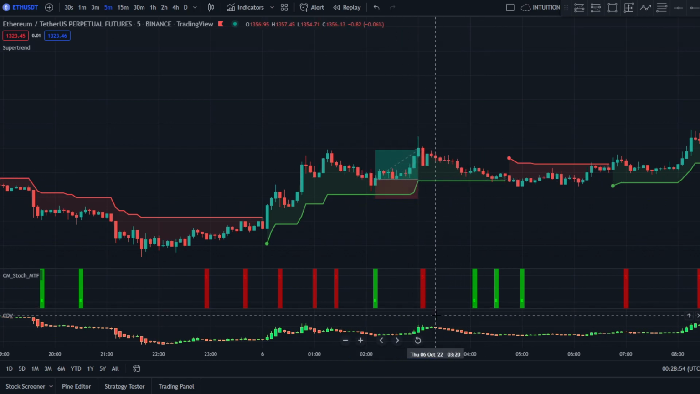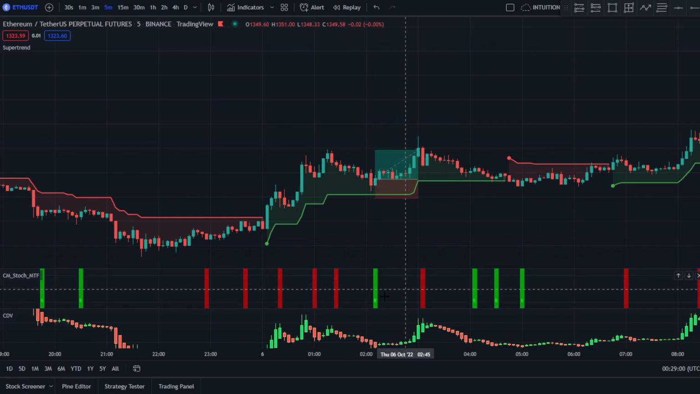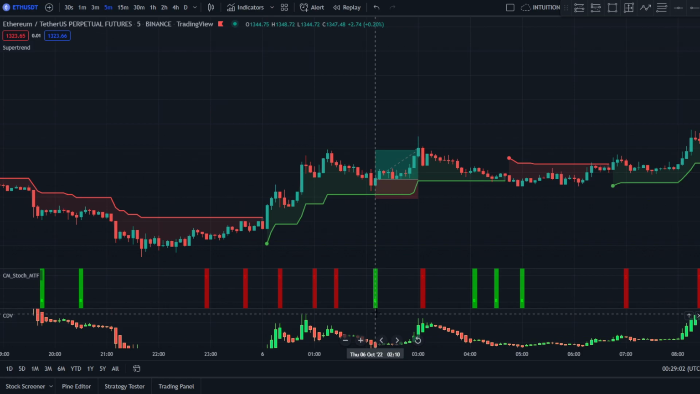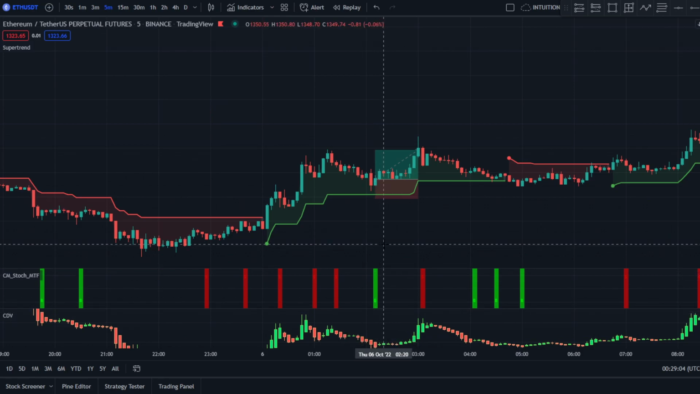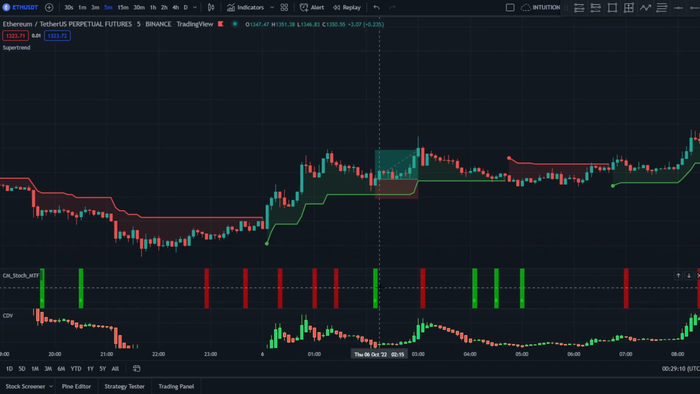Regarding the cumulative delta volume, as you can see here, this is where our buy signal is, and usually whenever there's a buy signal, the candle will be red in color. So you always want to look at the next candle. If the next candle is red, do not take that position, but if the candle is green, you want to take that position.